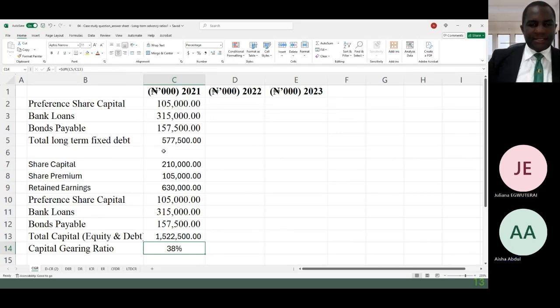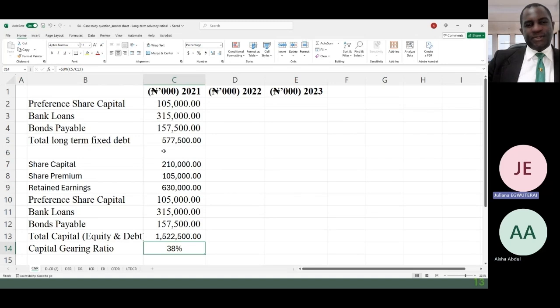Exactly. Okay, so let me ask a question now. Aside from this 38%, what is the ordinary share percentage? If 38% is for external, so internal is what percentage? It's going to be 100 minus 38. Yeah, exactly. And what is that?